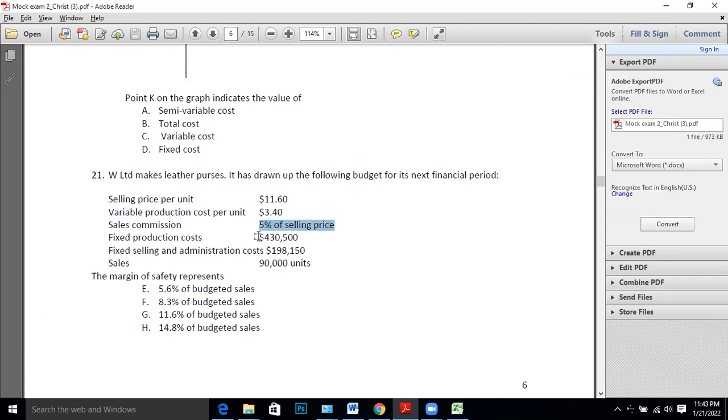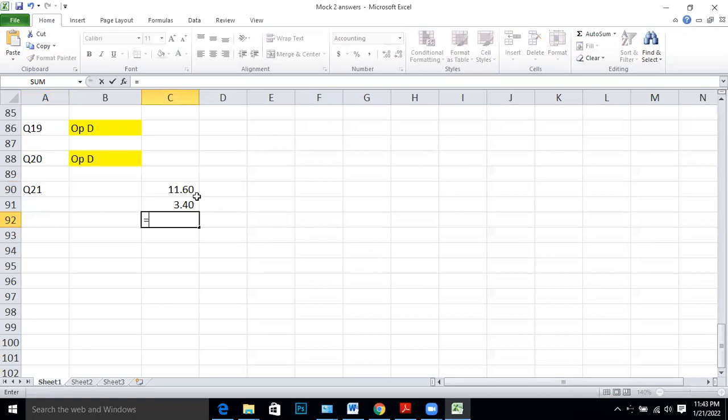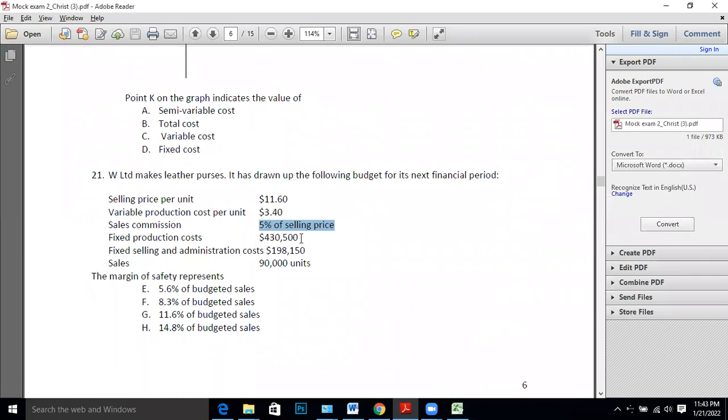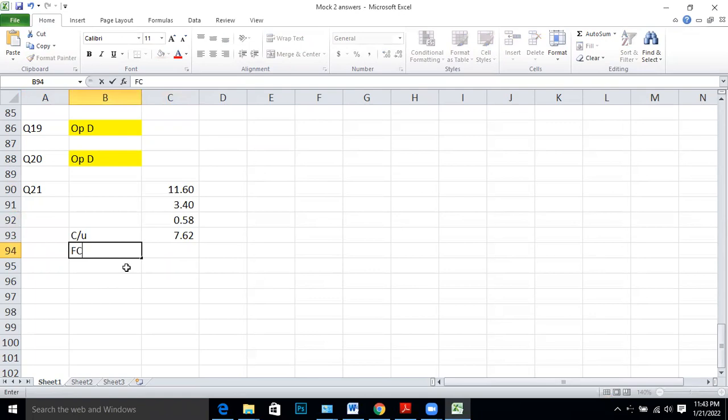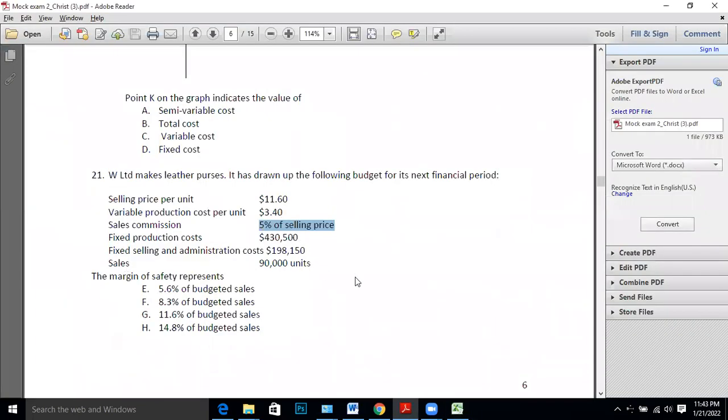And sales commission is 5% of selling price. Selling price into 5%. That should give you the contribution per unit. Selling price minus variable production cost and variable sales commission, 7.62. Fixed cost, these two together, right? 430,500. Let me say fixed cost 430,500 plus 198,150.